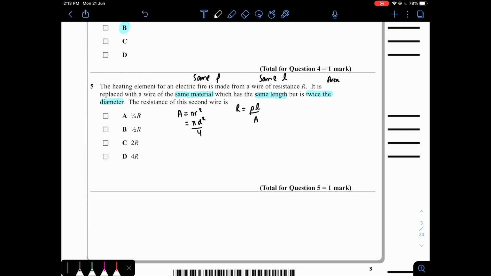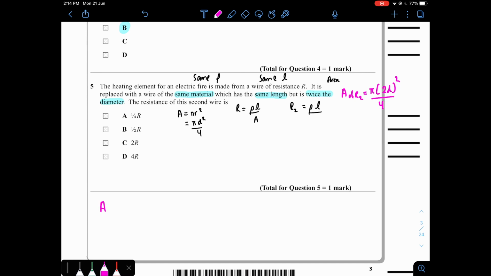So let's leave this as R, and our second wire, let's label it as R2, right? Now R2 has the same rho, has the same L, but the diameter is now doubled, right? Now because the diameter is doubled, let's look at the area of the new one. So this is the area of R2, right? It should be pi d squared over 4. So now let's make it 2d squared over 4.